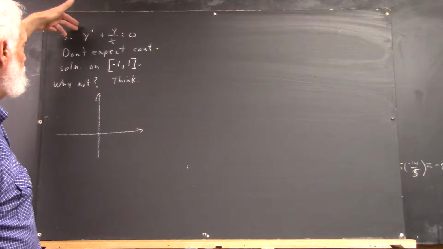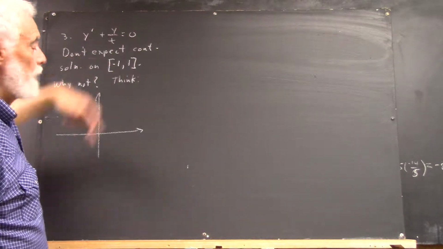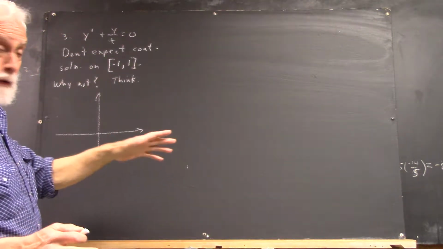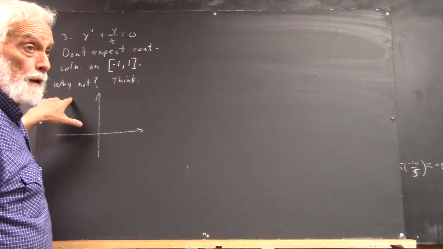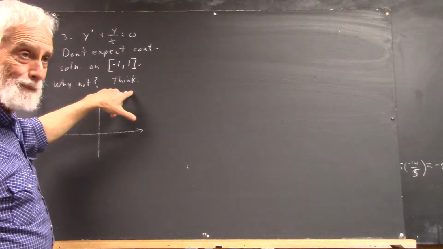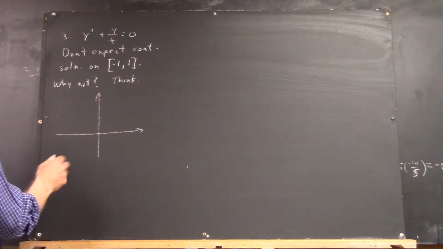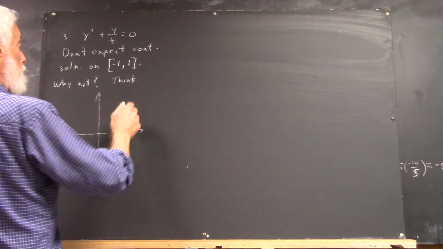We have this equation. We don't expect a continuous solution on negative 1, 1. I'm asserting this and asking why not. And then I'm giving you a hint. You want to think about the direction field.